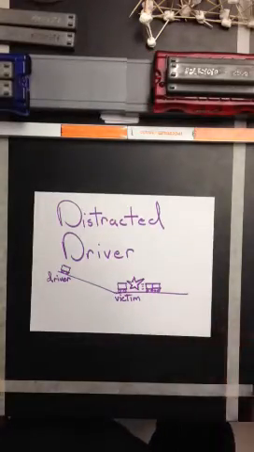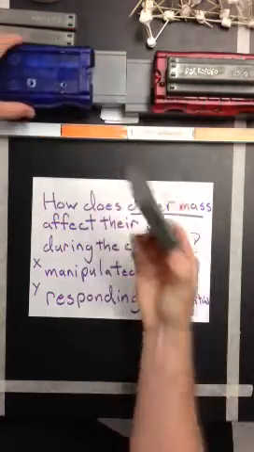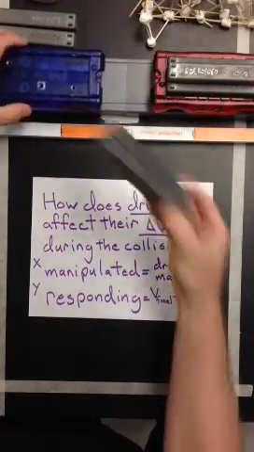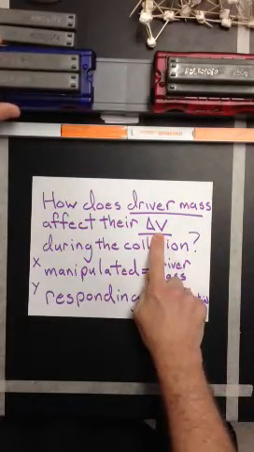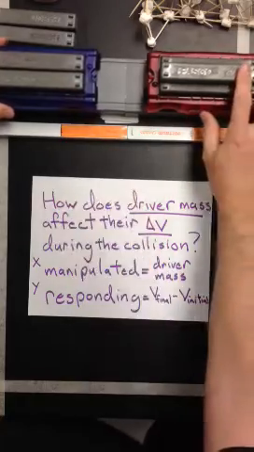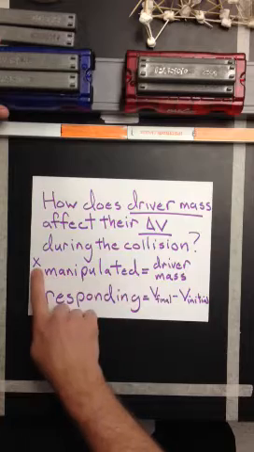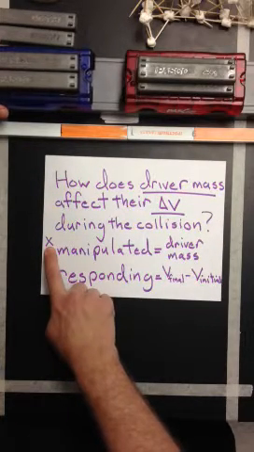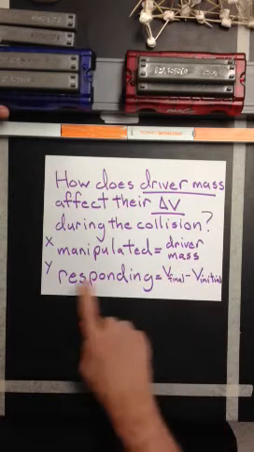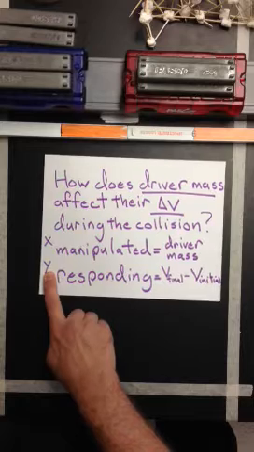What we're going to do is manipulate the driver mass. That is, how much stuff the blue car is made of. And we're going to see how that affects the change in velocity of the distracted driver during the impact. The math teachers call the independent variable, that is the manipulated variable, x, and that's our driver mass. And the math teachers call the dependent variable, that is the responding variable, y.